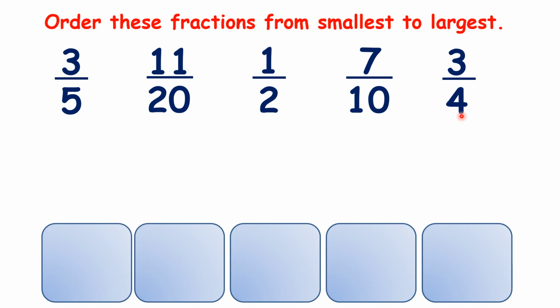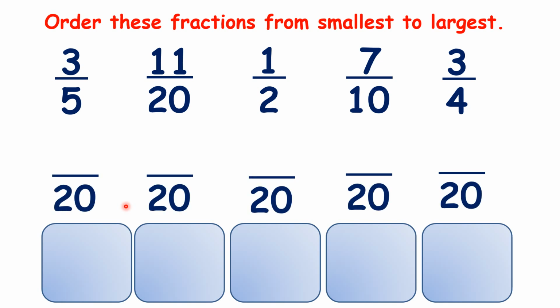So what can we use as a common denominator? We can use 20 as our common denominator because it's a common multiple of 5, 20, 2, 10, and 4. So what we can do is change all of these fractions to 20ths, and then we will be able to compare them so that we can write them from smallest to largest in the blue boxes below.